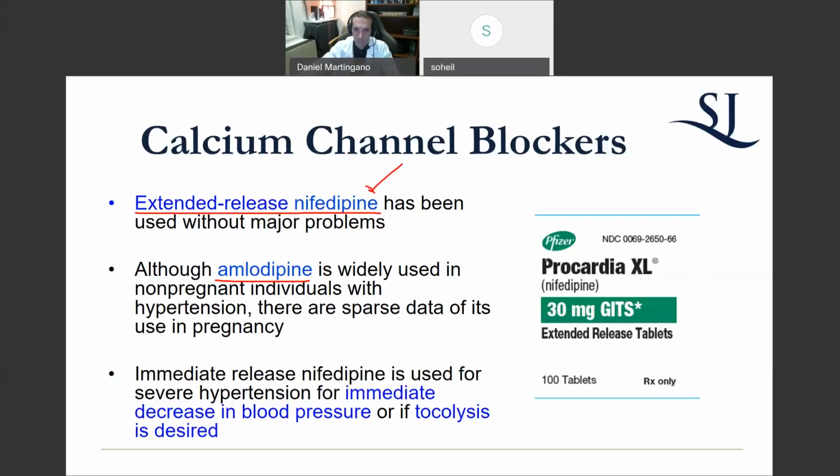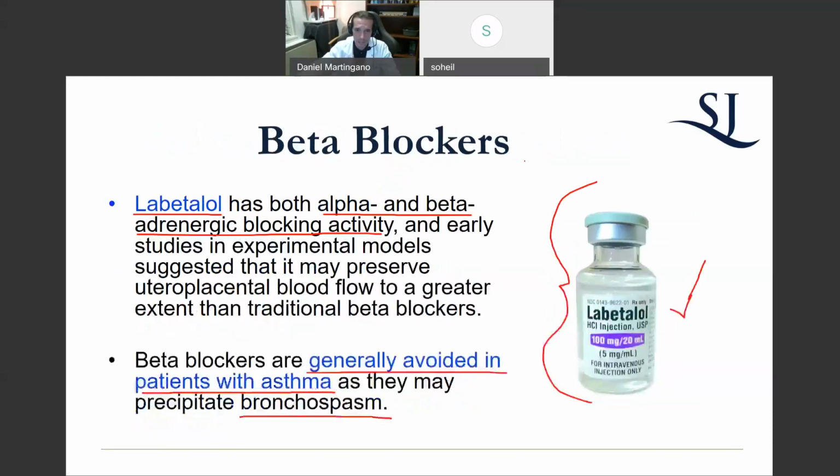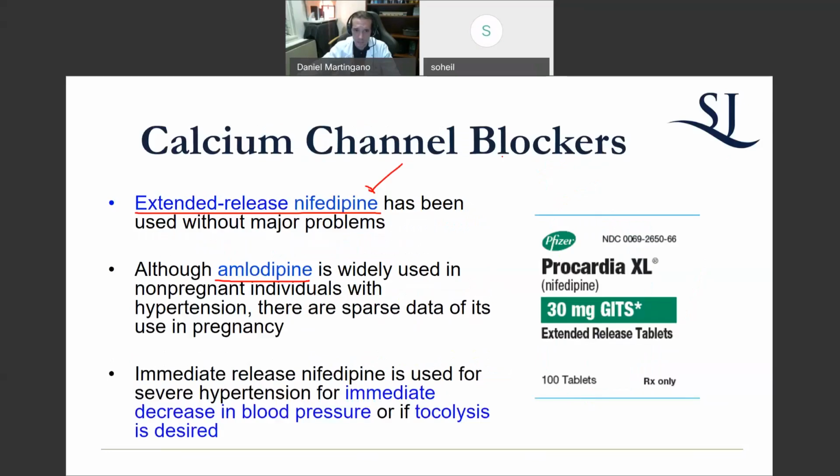The practical thing about extended release nifedipine is that it's a daily dosing medicine, and this is a Q8 medicine. So from a compliance standpoint, this is very helpful. I emphasize extended release because immediate release nifedipine is used almost like an IV push.